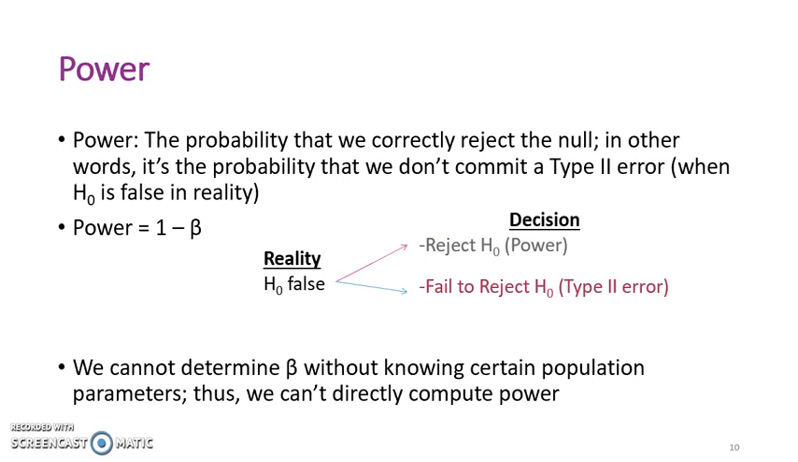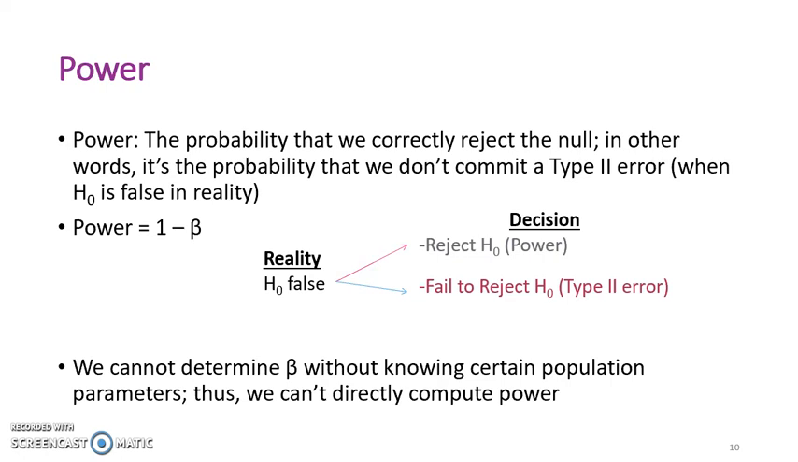Type 1 and type 2 error are related to us making a mistake in our decision regarding the null. In contrast, power is the probability that we correctly reject the null. So in other words, the null hypothesis is false in reality, and we make the correct decision to reject it. Some people also call this sensitivity. Power is directly related to type 2 error. It is 1 minus type 2 error, or 1 minus beta.